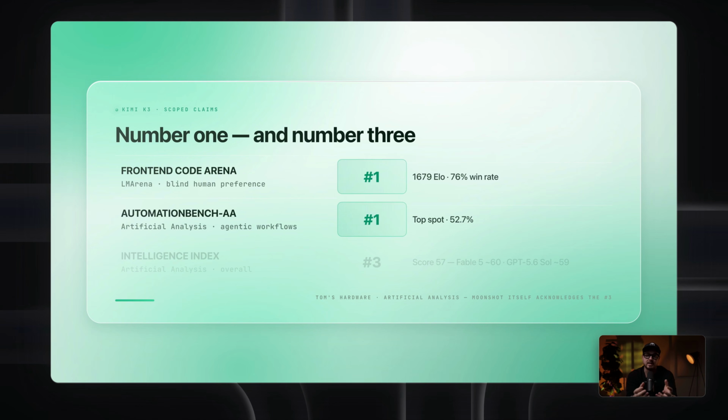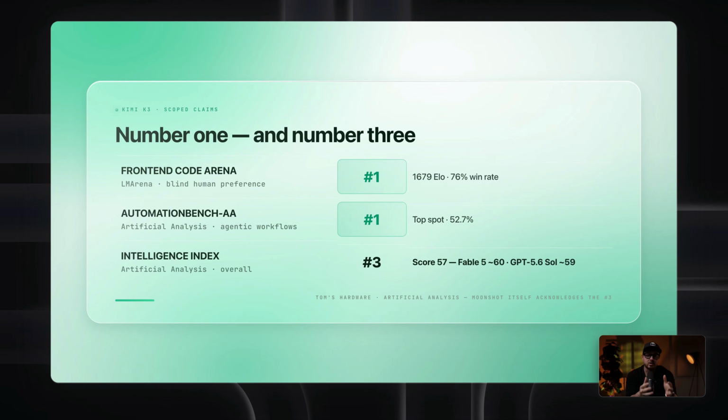K3's Omniscience Index score is 18. Fable 5's is 40, more than double. So on that index, K3's factual accuracy is significantly lower. For coding and agentic work, it's seriously impressive. But for factual grounding, that's something you plan around.